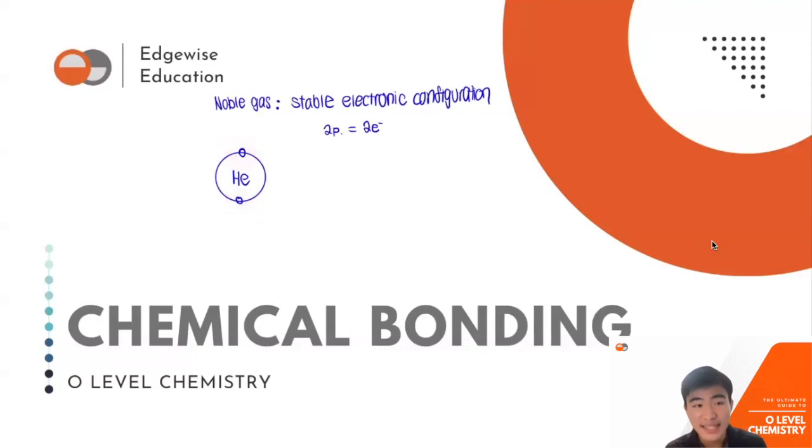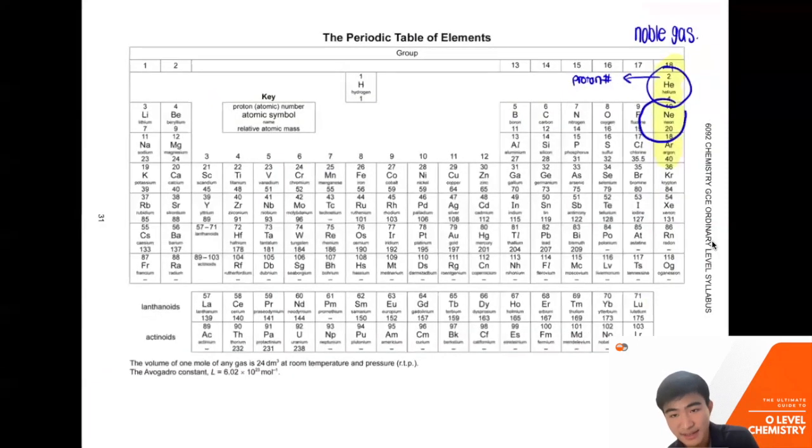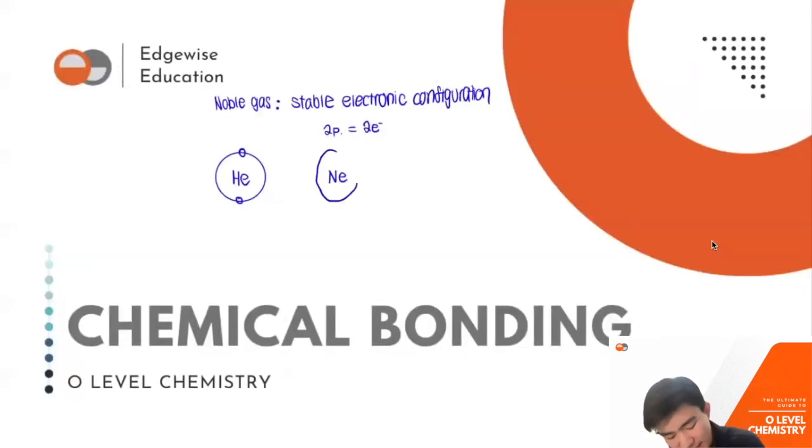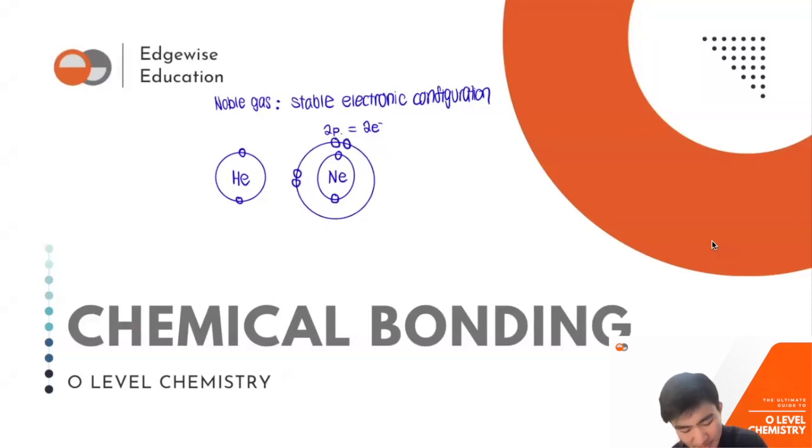Now, let's use another example. We use neon. We go back to the periodic table. Neon is this one over here. I erase, if not you cannot see. Neon has 10, so 10 electrons. That means there are 2 electrons in the innermost shell, and then the next shell has 8 electrons. So 8 electrons is going to look like this. Everybody agree with me on this?